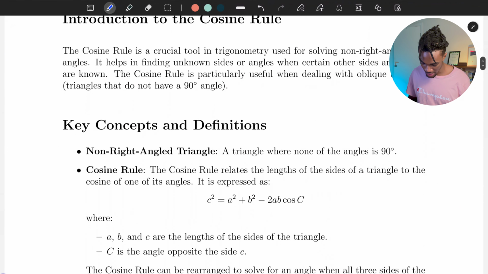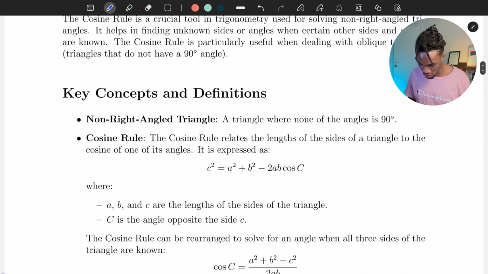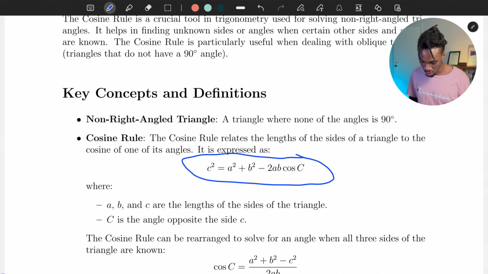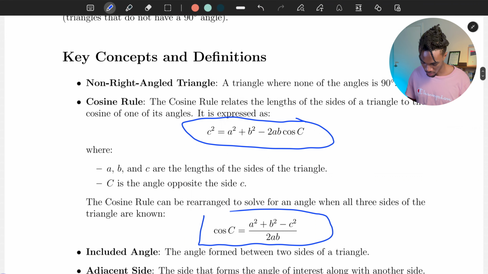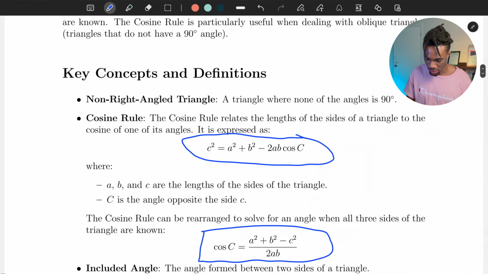All right, firstly, you have your equations. If you want to calculate a side, you're going to use this equation, the cosine rule. If you want to calculate an angle, you're going to use this equation. So how do we use these?